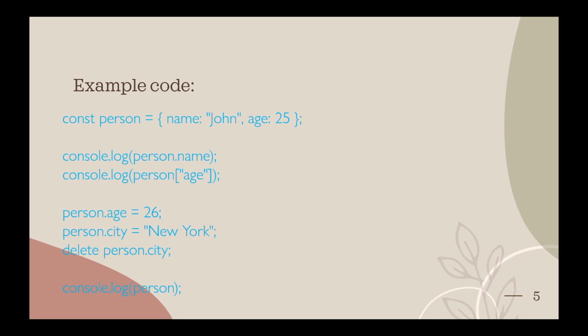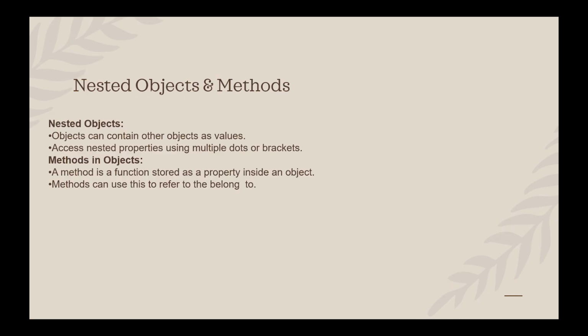And coming to nested objects and methods. Nested objects can contain other objects as values. Access nested properties using multiple dots or brackets. Methods in objects. A method is a function stored as a property inside an object. Methods can use this to refer to the object they belong to.